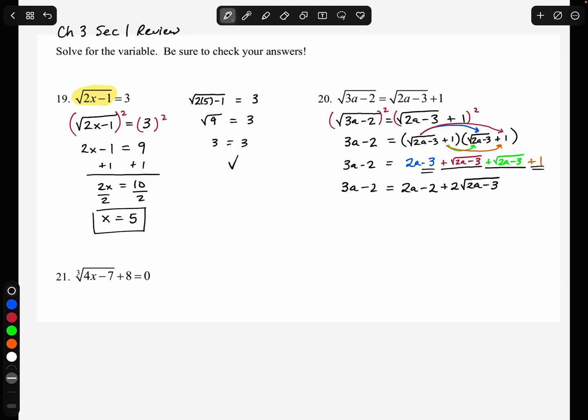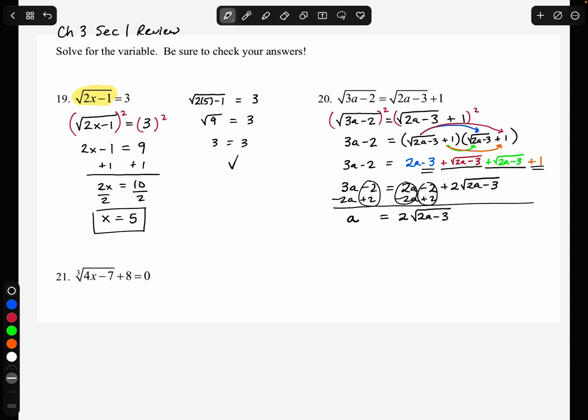Okay, so let's get rid of all the stuff that's not attached to the radical first. We're going to subtract 2a, and we're going to add 2, and add 2. So what we're looking at here right now, we have just an a on this side, because this will be a 0 pair. That was a 0 pair, that was a 0 pair. So a is equal to 2 times the square root of 2a minus 3.